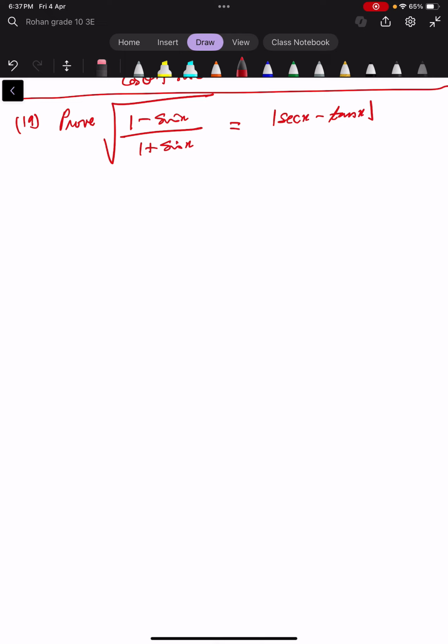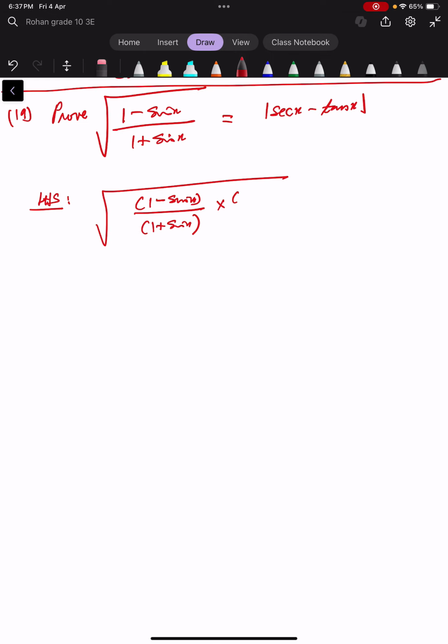Okay, so let's take the left hand side. Would you multiply this by 1 plus sine x? Very good. You multiply and divide by 1 plus sin x, and then 1 minus sin x. How do you know that? You've done this in school? I just guess. Why do you do that?